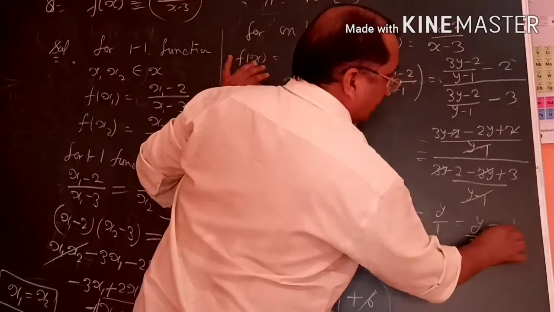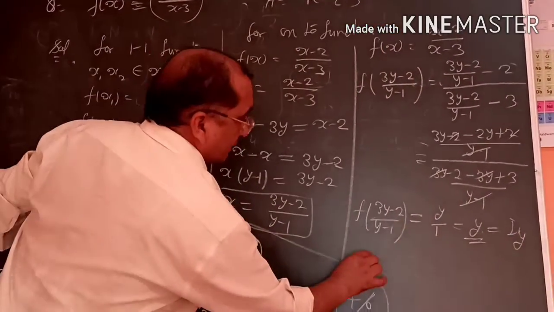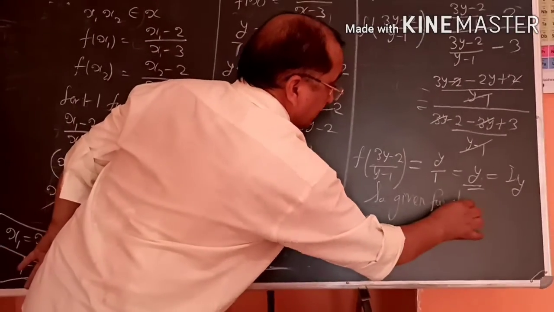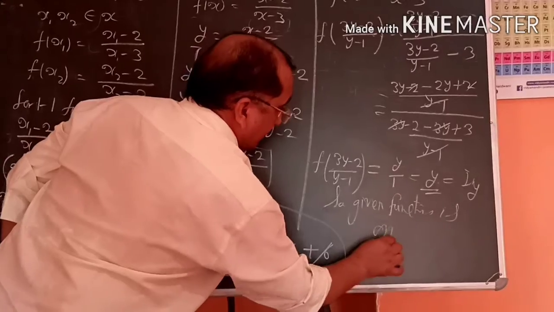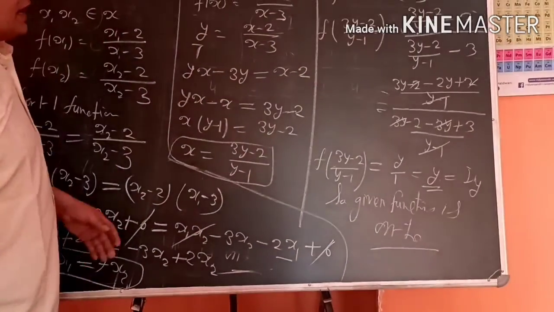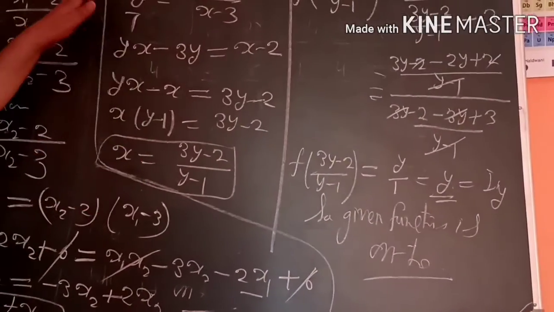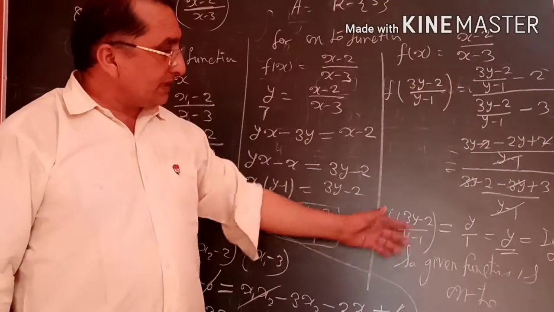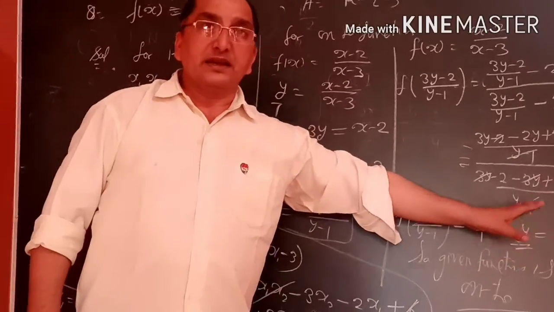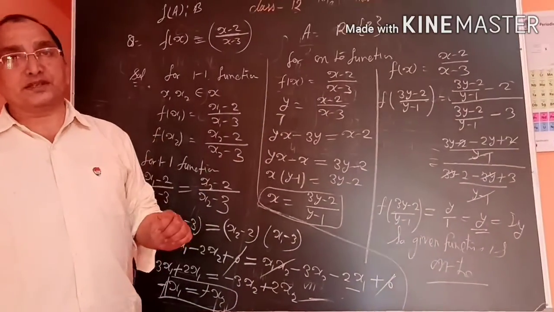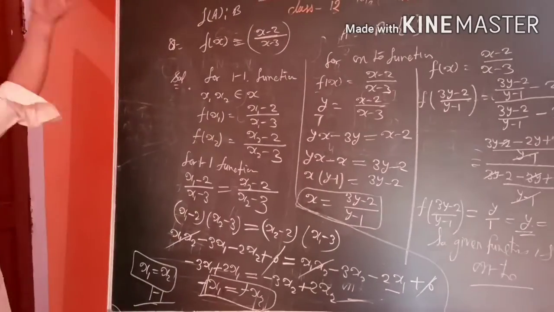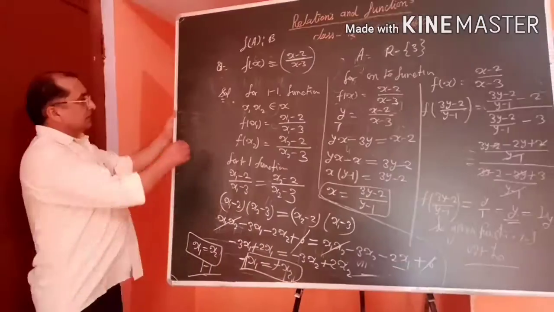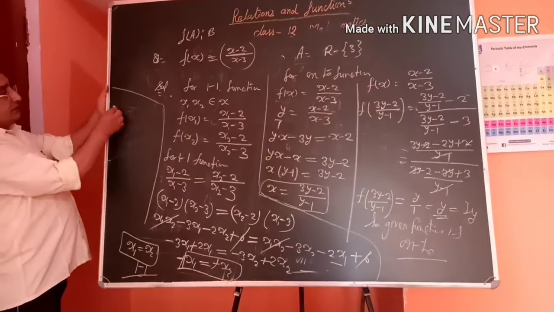It means this is also denoted by y. So the given function is onto. First of all we have to solve this equation for x, and by putting this value of x in the given function, suppose we get the value of y, and this function is known as an onto function. Hence from this question, this function is one-one and onto both. One-one and onto means bijective.